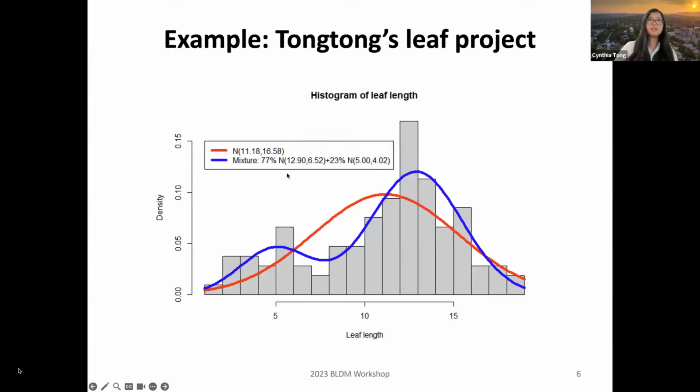And for the first class, there are 77% of the leaves with the average length of leaves to be 12.90, and the variance is 6.52. So that's probably this big group here, which takes like 77%. And the second class takes 23% of the leaves with mean length to be 5 centimeters, okay? And the variance is 4.02. So those are more like the baby leaves.